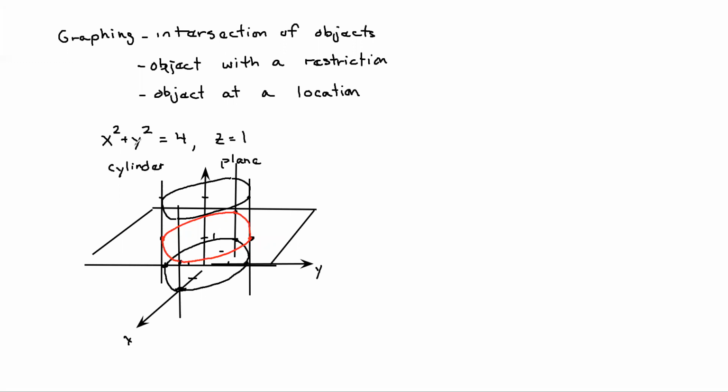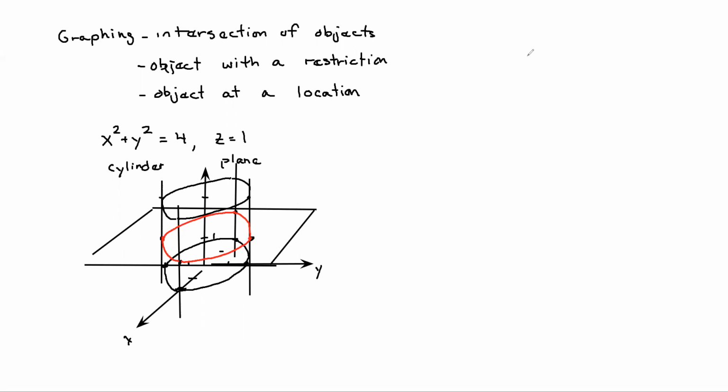So if someone asked you to graph x squared plus y squared equals 4 and z equals 1, that's going to end up being a circle. The intersection of a cylinder and a plane is a circle. And that's how you could figure it out, by drawing yourself a picture where you've got the cylinder and the plane and the whole thing together.